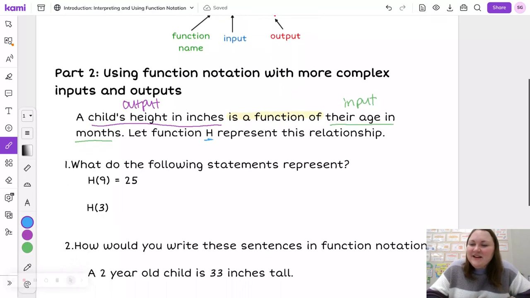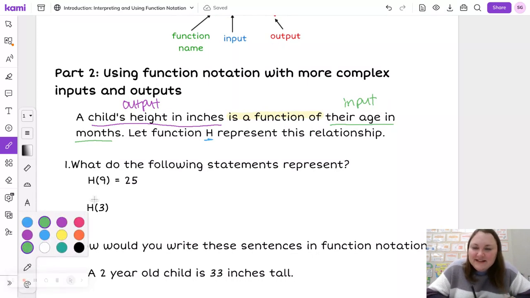We know what's inside our parentheses will represent our input and what's outside is the output. And so here my 9 is in the parentheses. It is my input, so I know 9 represents their age. So I can say my child I know is going to be 9 months. That is their age. And then this other part here, that 25, that's our output. So that's going to be their height in inches.